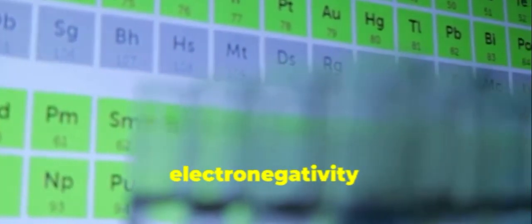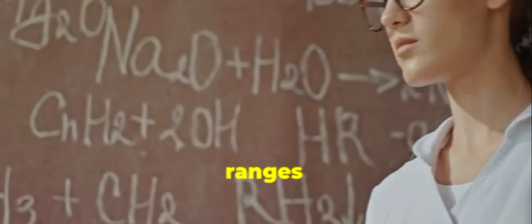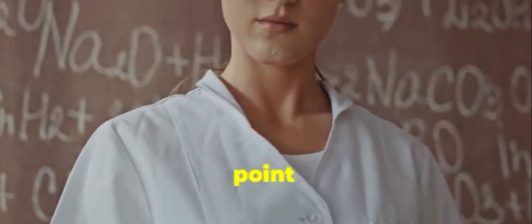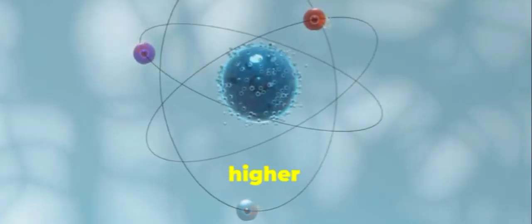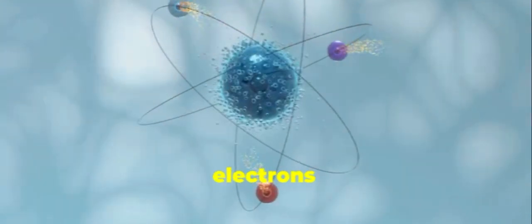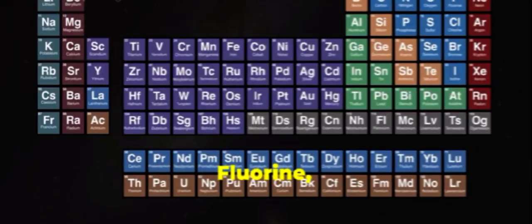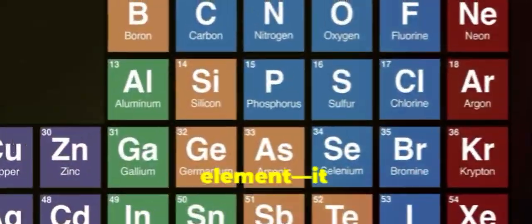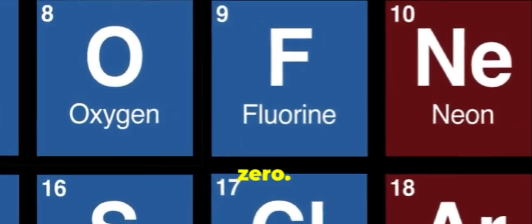Now, we measure electronegativity on a scale called the Pauling scale. It usually ranges from 0.7 to 4.0. An atom with a higher number on the scale is more electronegative, meaning it's better at pulling electrons toward itself. Fluorine, for example, is the most electronegative element. It has a value of 4.0. It's super good at attracting electrons. On the other end, elements like cesium have a much lower electronegativity.